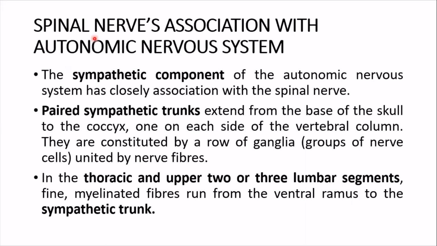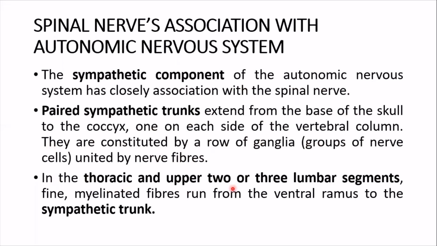Let's do the spinal nerves' association with the autonomic nervous system. The sympathetic component of the autonomic nervous system is closely associated with the spinal nerve. So paired sympathetic trunks extend from the base of the skull to the coccyx, one on each side of the vertebral column, and they are constituted by a row of ganglia, which is a group of nerve cells. Ganglion is a group of nerve cells united by nerve fibers.